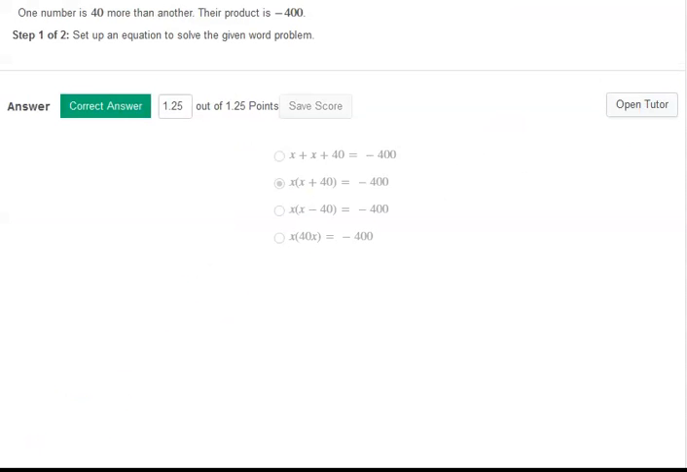And we're almost finished. This is number 15. There's 16 questions altogether. Here they're asking us to set up this equation. One number is 40 more than another. So there's this number, and they're saying their product is this. So x times x plus 40. And the product is a negative 400. So there it is right there.